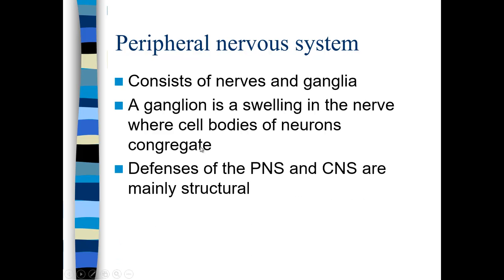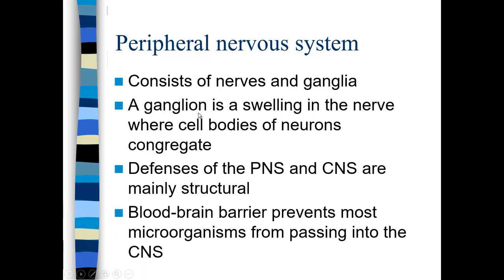Okay, and the defenses are mainly structural. These are mainly barriers for the peripheral nervous system, PNS, and the central nervous system. You mainly have structures that keep these things from being infected. And the blood-brain barrier, which is very, very important. You don't want the blood-brain barrier, this is a membrane barrier, you don't want it to become solubilized. This prevents most microorganisms from passing into the central nervous system. A compromised blood-brain barrier, though, leaves you susceptible to disease.